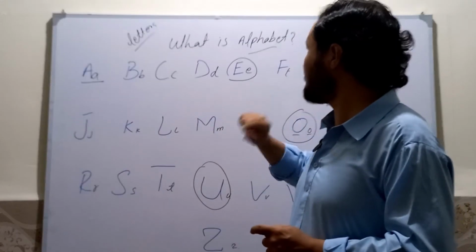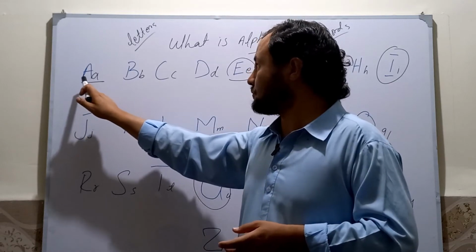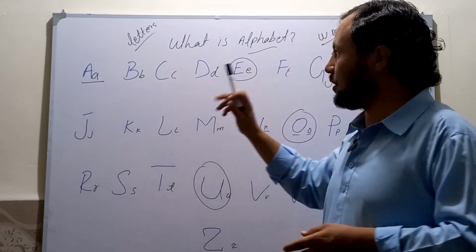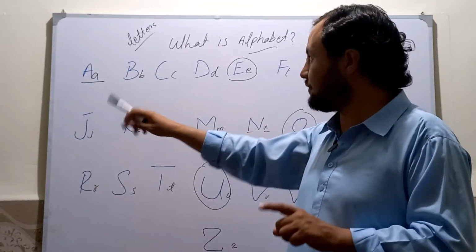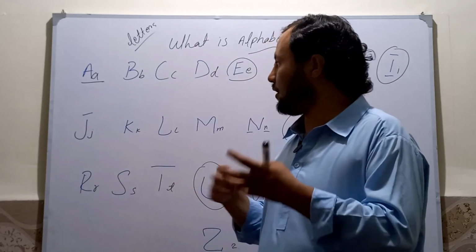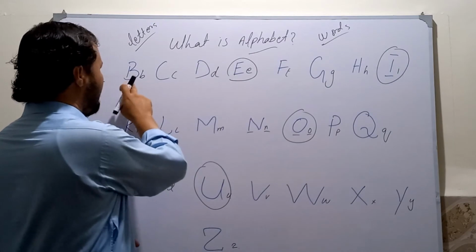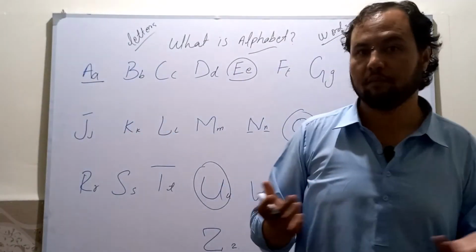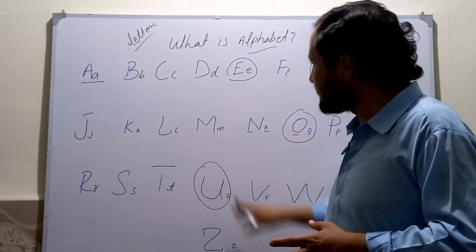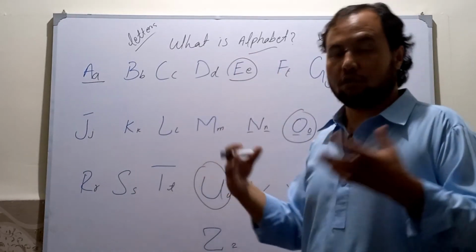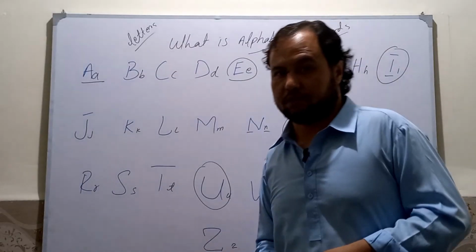Now what is the difference between alphabet and letters? Alphabet is the elements which are in sequence from A till Z. If they are in sequence form, in order form, we call them alphabet. And if they are not in sequence, for example individually like A, B, C, we call them letters. If they are in a sequence, we call them alphabet. If they are in disorder, we call them letters.